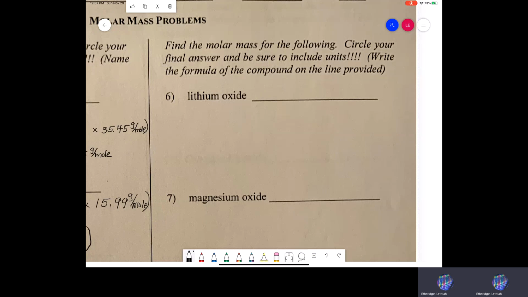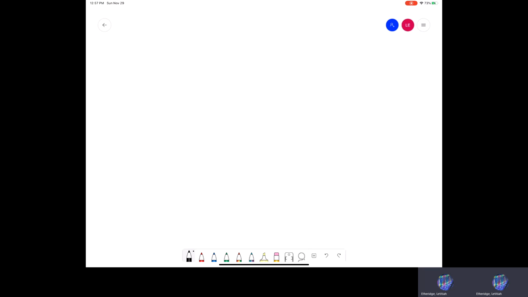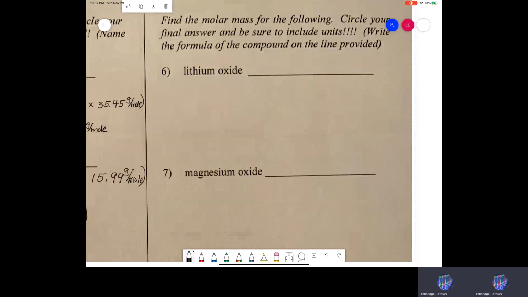Okay, guys, so I want to move on to the second side. You're going to find these problems in two forms. I'm either going to give you the formula and ask you for the name, or I am going to give you the name and ask you for the formula, and then you need to figure out what the molar mass is. Okay, so let's start. This should be a review. It has the same instructions as on the left-hand side.